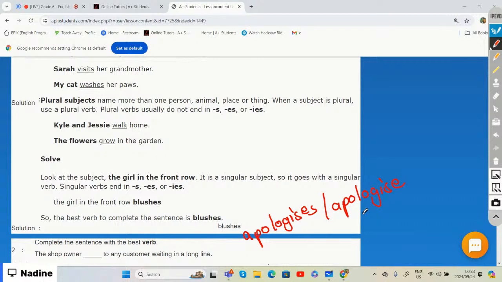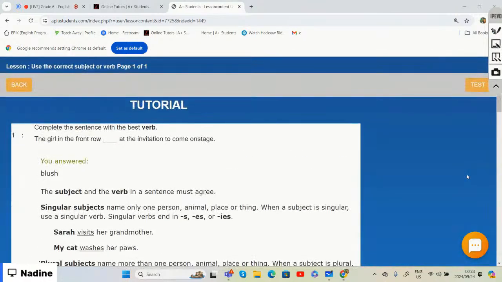All right, and if we were to choose the correct option, then we can say that the shop owner apologizes, ending with an S. So we say apologizes because it's one shop owner. It's a subject, the subject is singular.